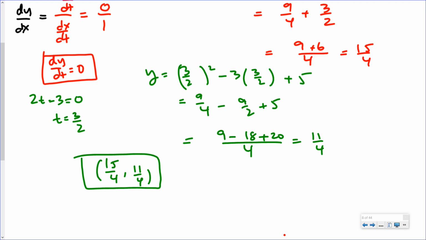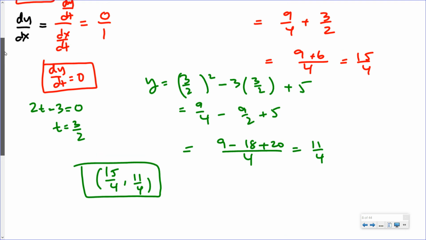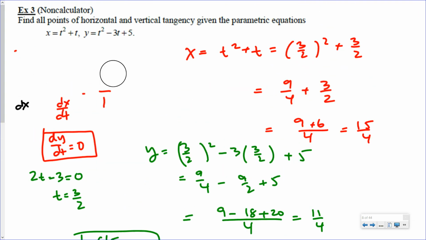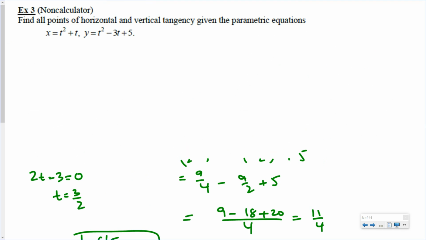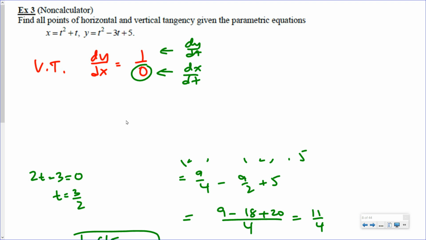Let's do the same thing for a vertical tangent line. Okay, so let's go back. We're going to do a vertical tangent line, and we said that the vertical tangent line is going to be when the slope is equal to 1 over 0. That means that the denominator here is 0, and this denominator, remember, is dx dt. This numerator is dy dt. So what I'm going to do is set dx dt.